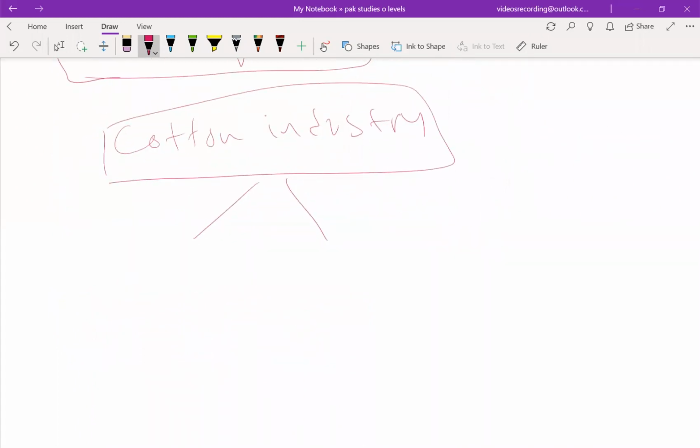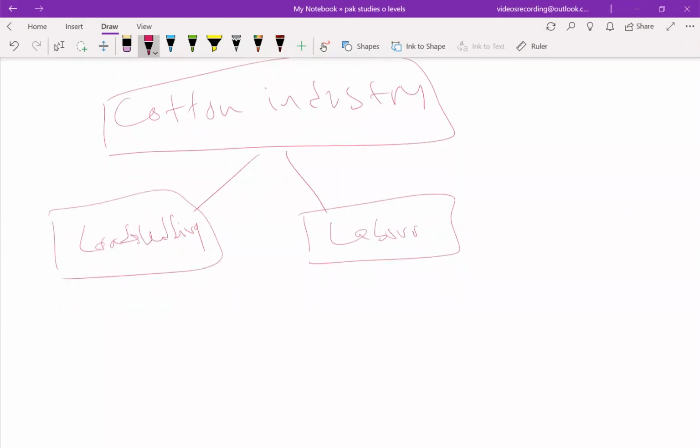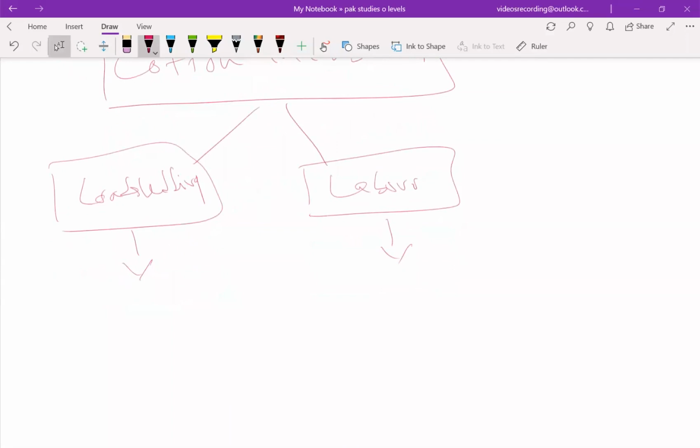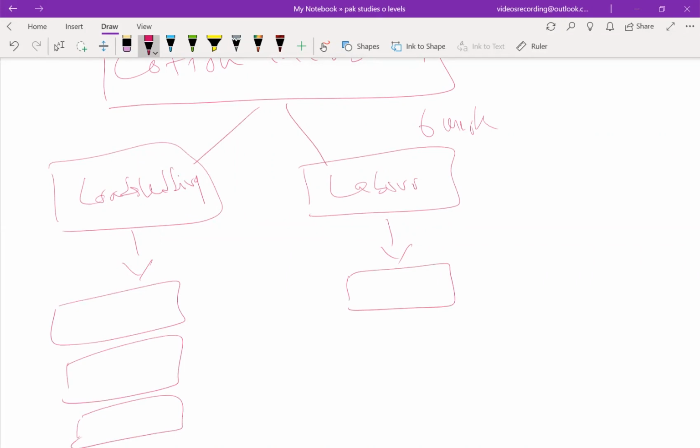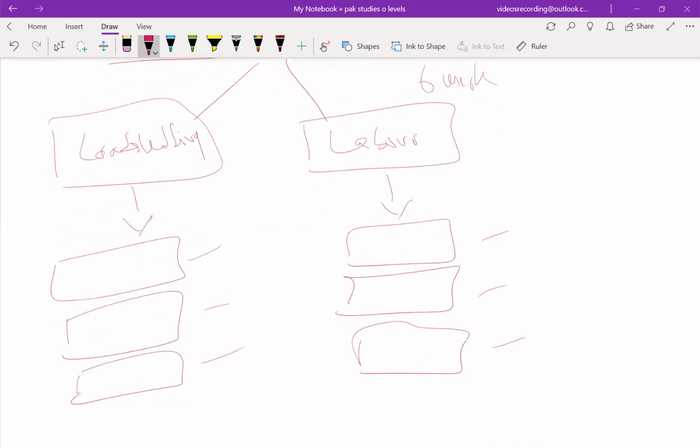So the first will be talking about load shedding, just an example, load shedding and labor. Now, what are the things that lead to load shedding and what are the things that lead to mismanagement of labor? Now, this is a 6 mark question in which you have to identify 3 points from here and 3 points from the lack of labor. Now, if you manage to do that correctly, you will get a full quota of 6 marks.